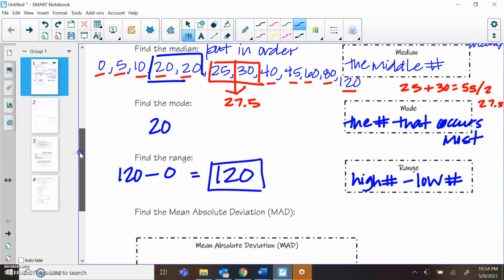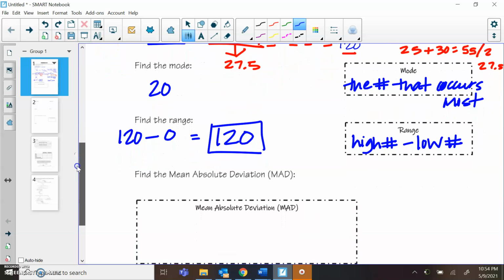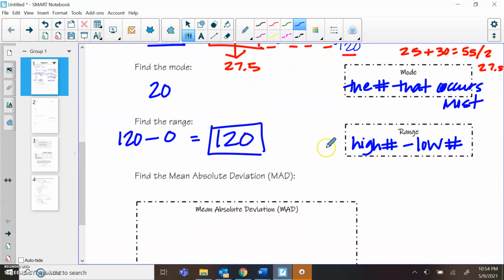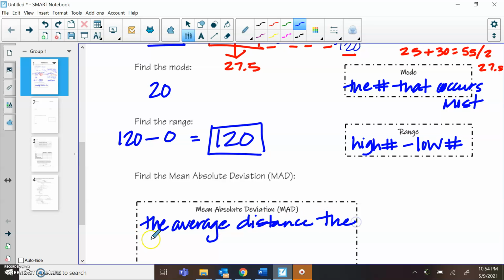For mean absolute deviation, this is the average distance the numbers are from the mean. So you have to know what the mean is first, and then you look at each number and how far they are from the mean. Then you find the average of that.